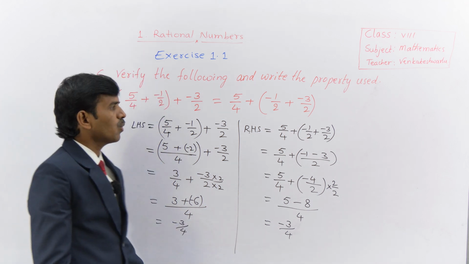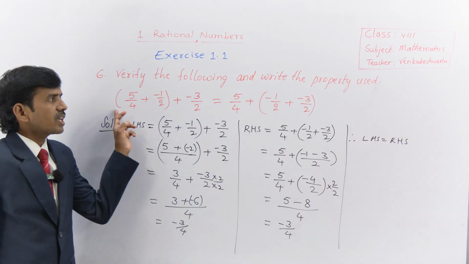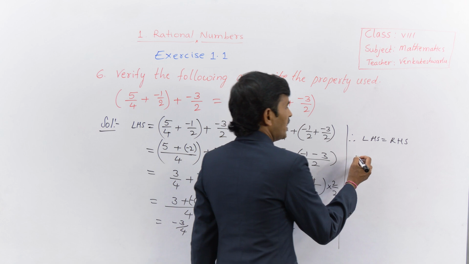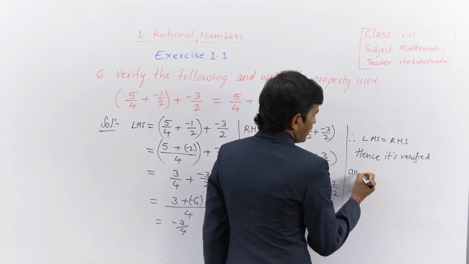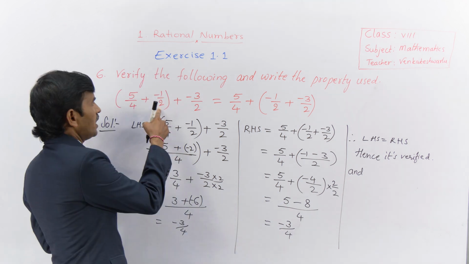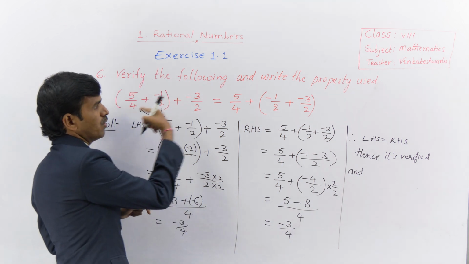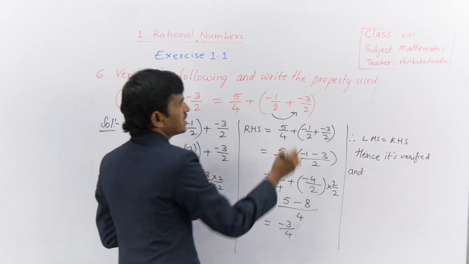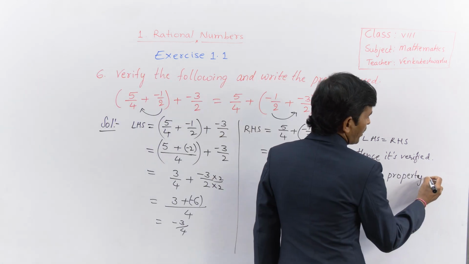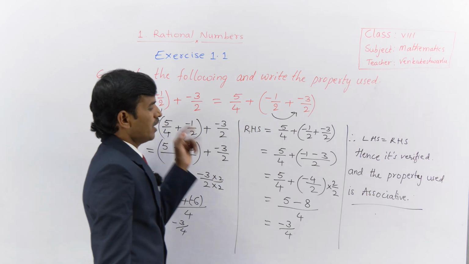Now observe the LHS as well as RHS. Both are equal. As LHS is equal to RHS, the given equation is verified. And what is the property used in this? Here in this case minus 1 by 2 is associated with 5 by 4 in the LHS, whereas in RHS it is associated with minus 3 by 2. Therefore the property used is associative under addition.